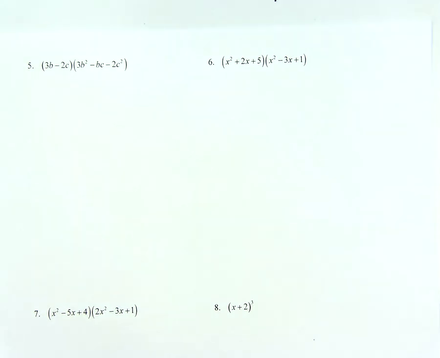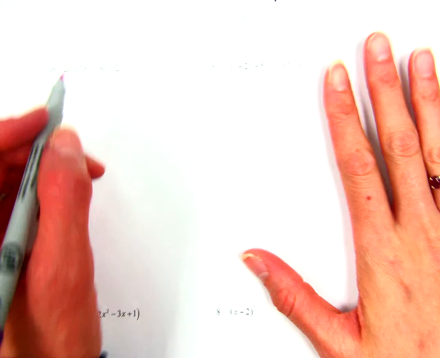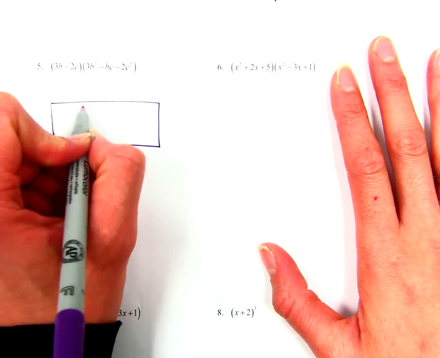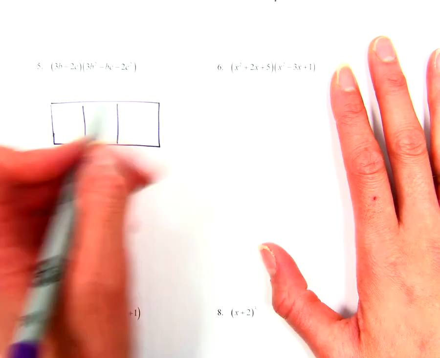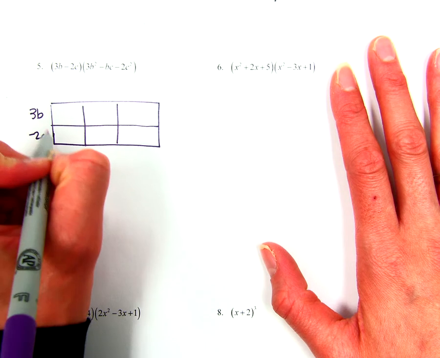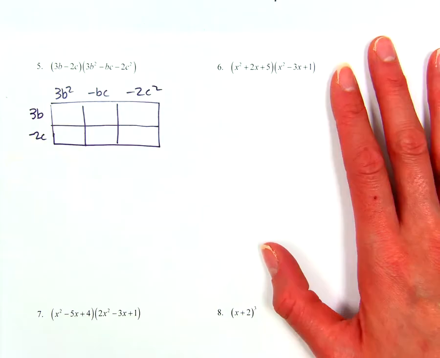All right, so we are looking at a binomial times a trinomial. So we'll do this with the box method. Maybe the next one we won't use the box method. So we have 3b minus 2c, and here we have 3b squared minus bc minus 2c squared.